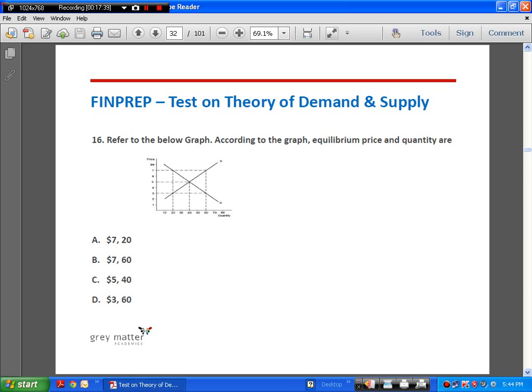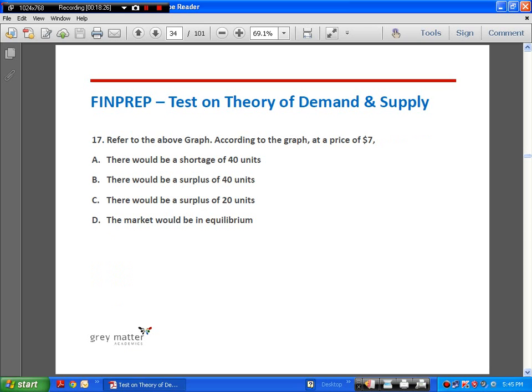Now we want to study the situation when the price is $7. When price increases from the equilibrium price of 5 to 7, the increase will induce the suppliers to supply more. So now they are willing to supply 60 units of the commodity, but an increase in price demotivates the consumers to consume more. Therefore, their demand shrinks from 40 units to 20 units. At price 7, quantity supplied is 60, but quantity demanded is only 20. So we notice here there is a surplus of 40 units of supply. Option B is the right answer.